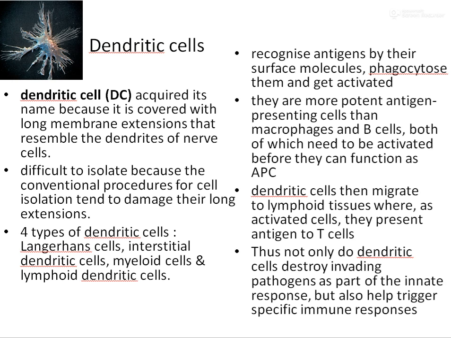There are different types of dendritic cells, like Langerhans cells, interstitial dendritic cells, myeloid cells, and lymphoid dendritic cells. Even if you don't go into the details, you can just know that these are the names of some of the dendritic cells. They mainly recognize antigens by their surface molecules, phagocytose them, and then they get activated.